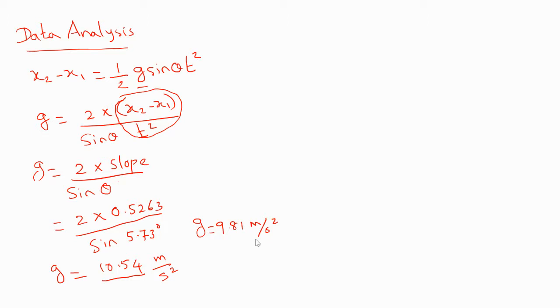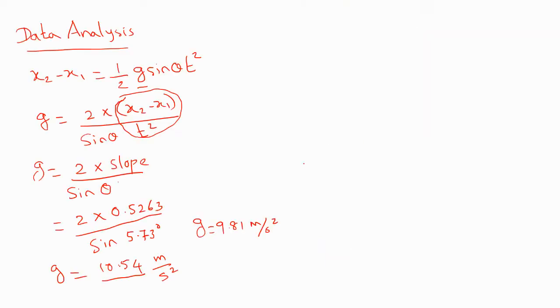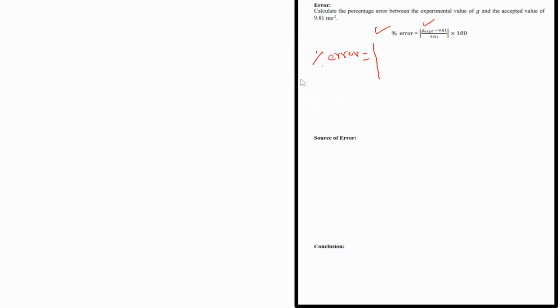Now, after you finish these things, we have to go for error percentage calculation. The error percentage calculation formula is given. Now you have to calculate your error percentage. Error percentage is equal to the absolute value of G experiment, what value we got? 10.54, minus the actual value of G, 9.81, divided by 9.81, absolute value, multiplied by 100.